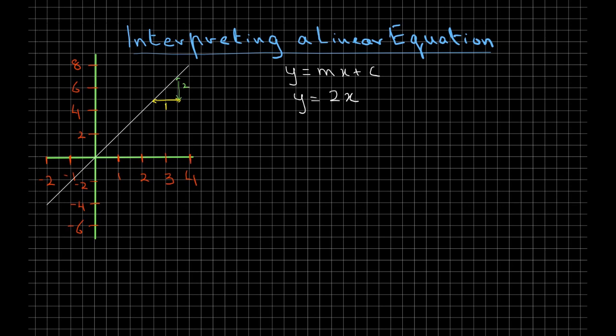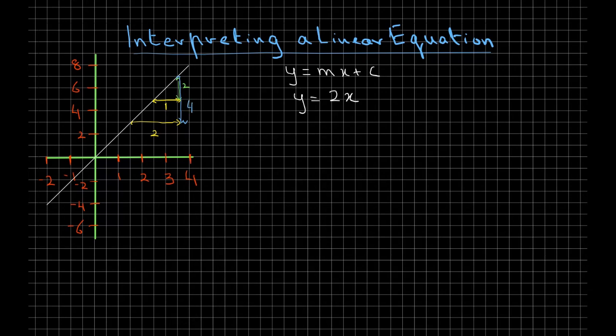And if we, for example, change x by 2, I'm going to go from 1.5 to 3.5. So this is a change of 2 in x. And you can see that the change in y would be equal to 4. So this is what it means.